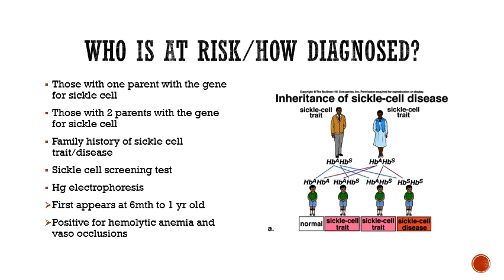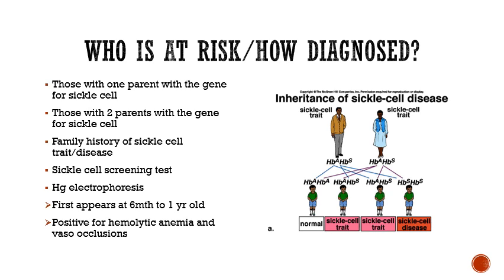Those with one parent with the gene for sickle cell are at risk of becoming carriers. Those with two parents with the gene for sickle cell more than likely will display some sickle cell anemia characteristics. We can look at the picture on the right to determine the chances of that. So if both of your parents have one normal copy of hemoglobin, which is hemoglobin A, and one mutated copy of hemoglobin, which is hemoglobin S, there's a 25% chance that you will have two normal copies of hemoglobin.